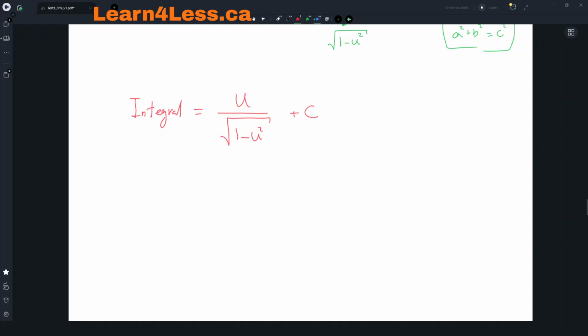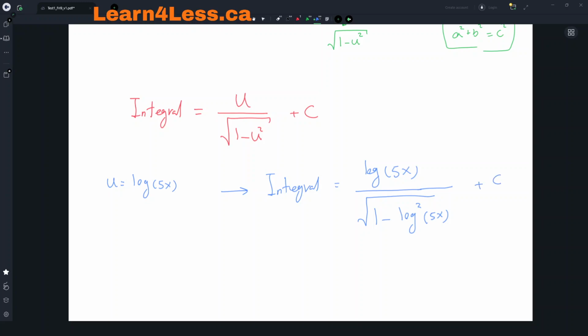And again, what is u? We know that we introduced u as log of 5x. So the integral is equal to log of 5x over square root of 1 minus log of 5x squared, plus c. So this would be the final answer to this question. Also consider that log and ln are the same, so if you use either of them, that also works.